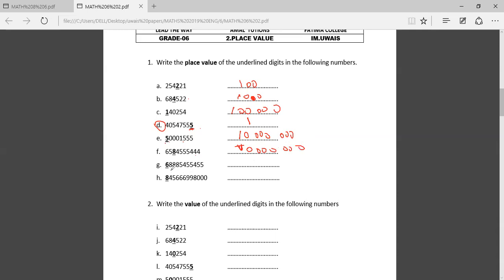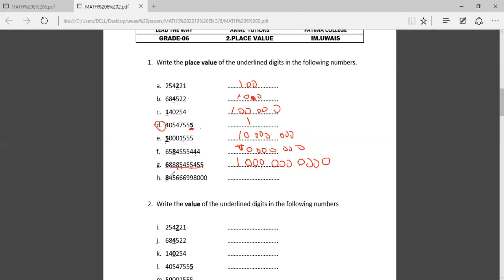The place value of this 6 in G question. You put 1 for the 6, the 1 for the bottom. Then count the digits. How many digits are there? 10, no? Then you put 10 zeros. And how can you read this number? 1, 10, 100, 1,000, 10,000, 100,000, 1 million, 10 million, 100 million, 1 billion, 10 billion. The place value of this 6 in G question is 10 billion.